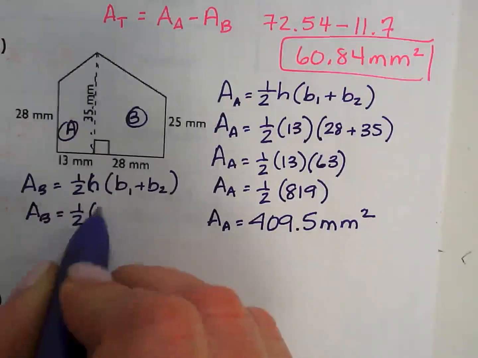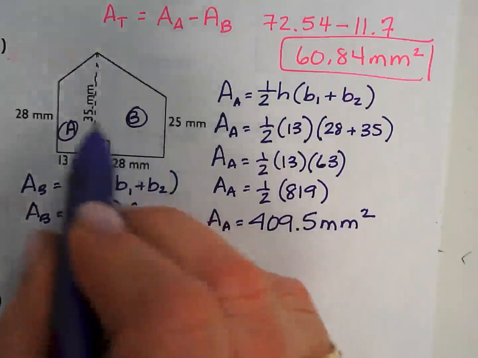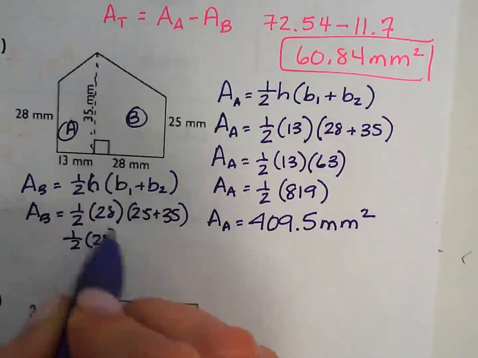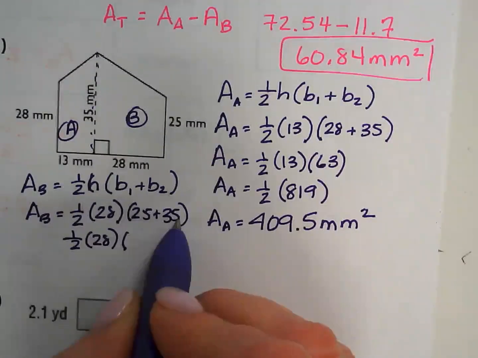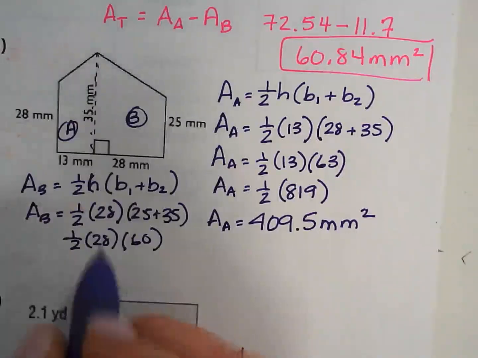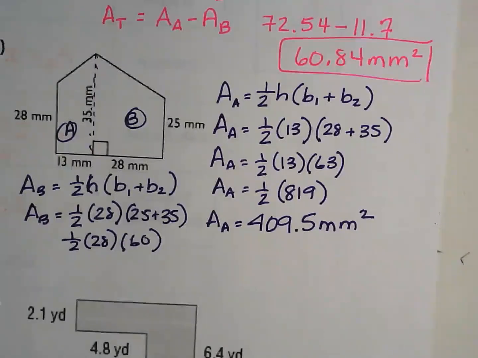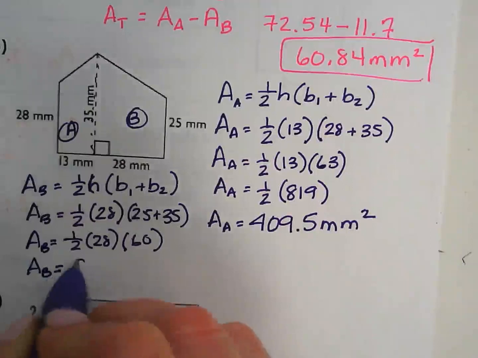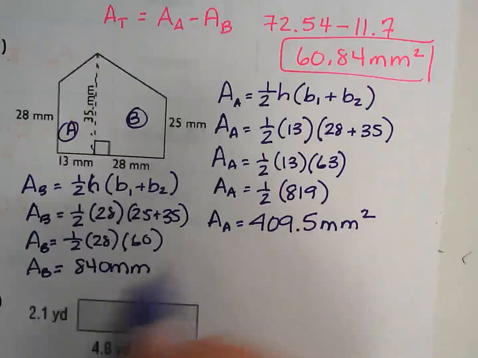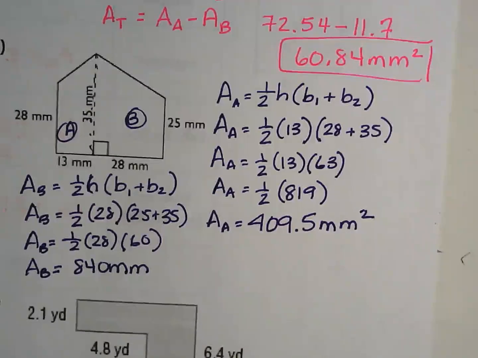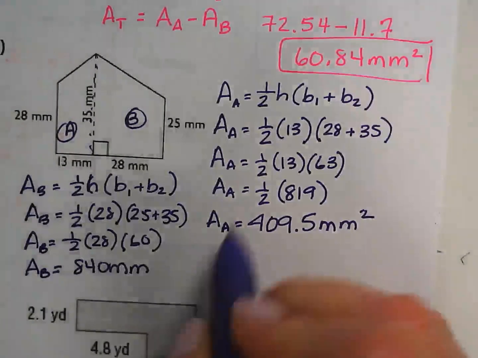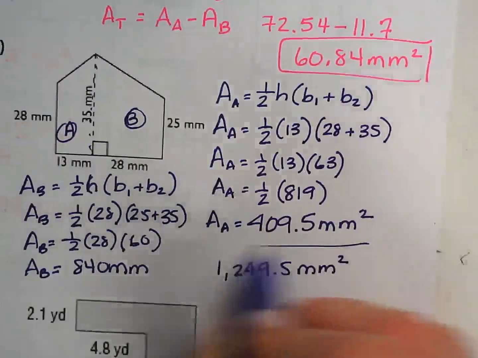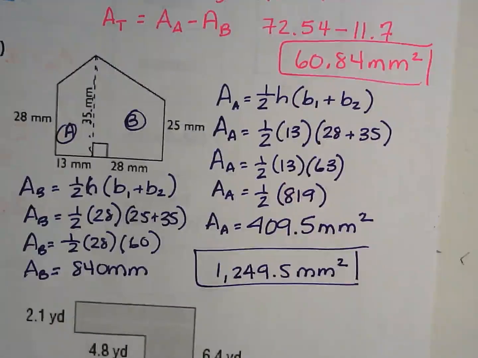But in this particular one, we have the area of B will equal 1/2. The height this time is 28, and the bases are 25 and 35. So this is going to be 1/2 of 28 times, and again, 25 and 35 makes 60. So half of 60 is 30, and 30 times 28 is 840. So the area of B will equal 840 millimeters. So when you add the 2 together, you're going to get 1,249.5 millimeters squared.